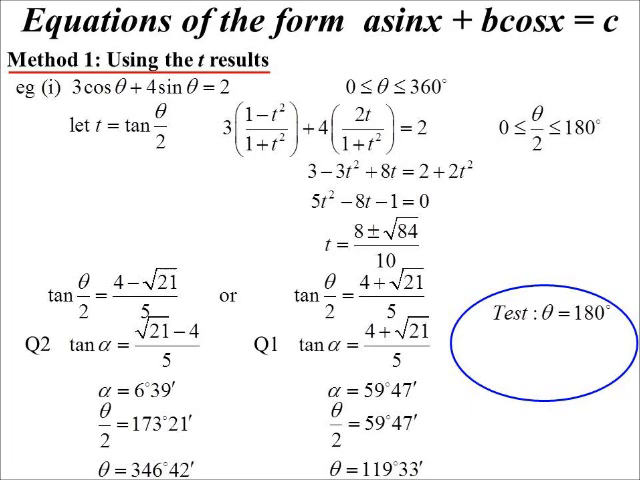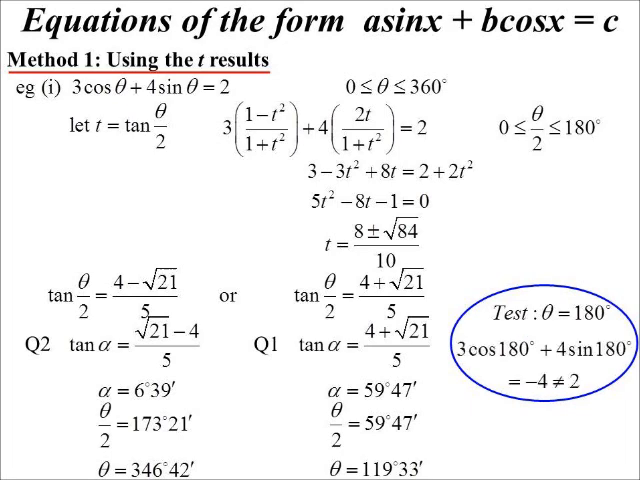However, what we have to watch out for if we're using this method is the possibility that theta equals 180. Because if that is a solution, the t results will not find it. Why? See, we're letting t equal tan theta on 2. So if the answer is 180, t will represent the tan of 90, but tan 90 is undefined. So it won't be able to find that answer. So if you're using the t results, you need to check to see whether 180 is a solution. Now in this case it's not.